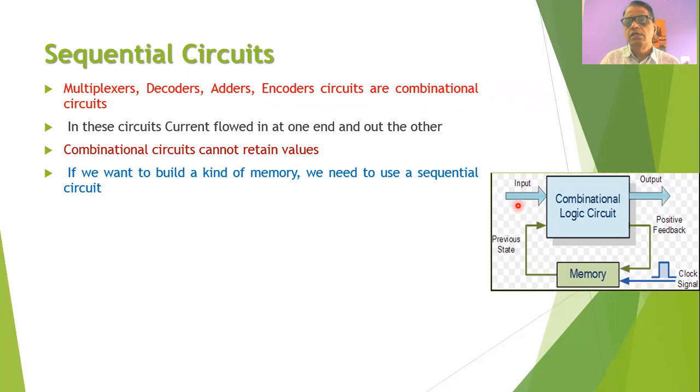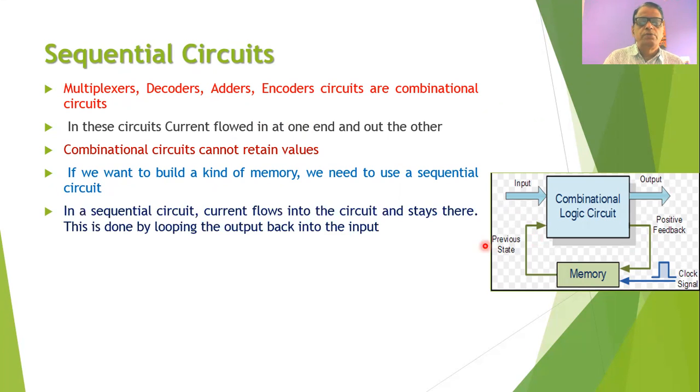So you can say that a sequential circuit is a kind of combination of a combinational circuit and some memory element, where the output of the combinational circuit is fed to the memory element, and the output of the memory element is fed back to the combinational circuit. So in a sequential circuit, the input will accept the input current and there will be an output current, but some part of the output current is fed back to the input again, and therefore you can say that there is a kind of loop.